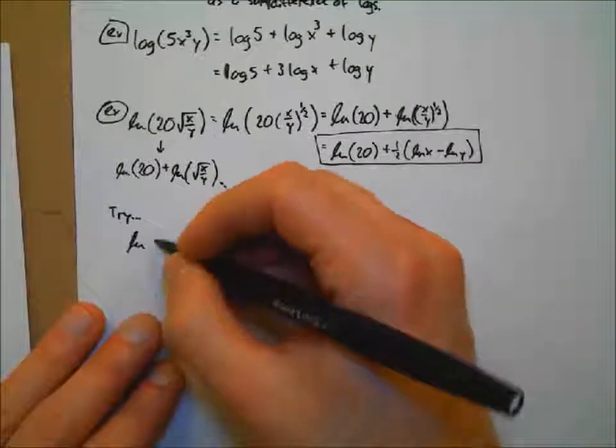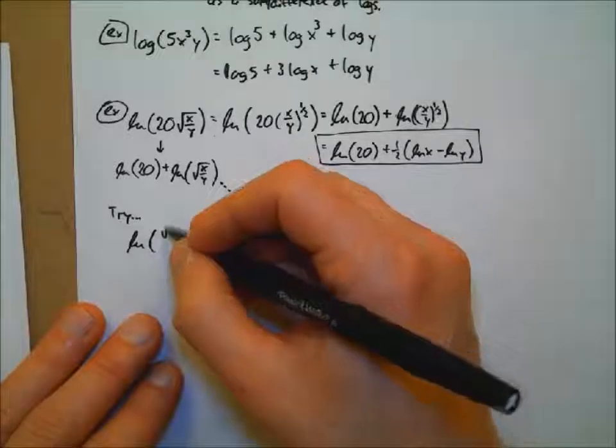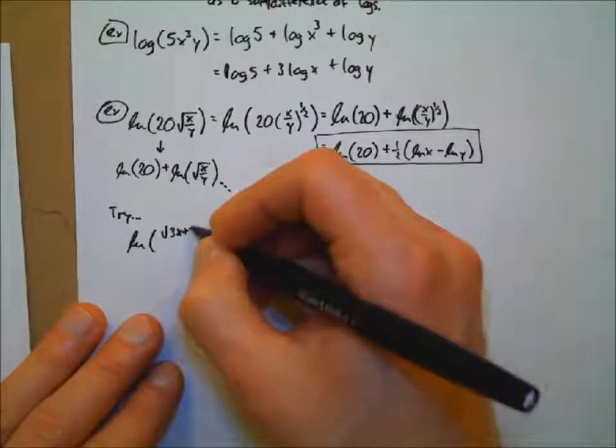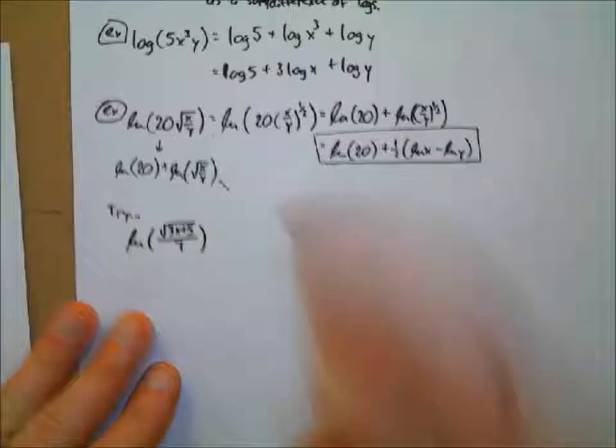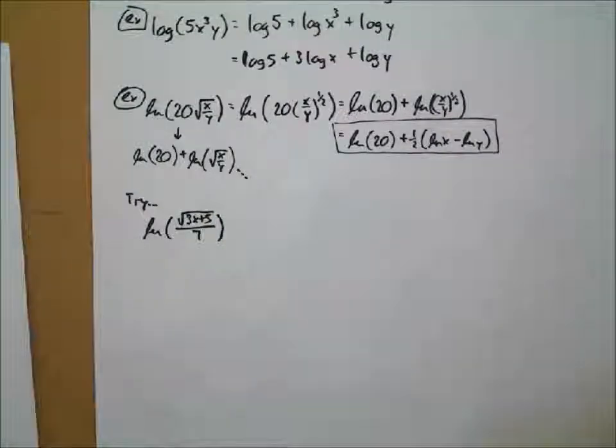All right, here's one for you to try. Natural log of the quantity square root of 3x plus 5 over 7. Okay, so go ahead, expand that out as much as you can. And make sure you don't expand out more than you can, too. It's not always about knowing what to do. It's also knowing about when to stop, too.